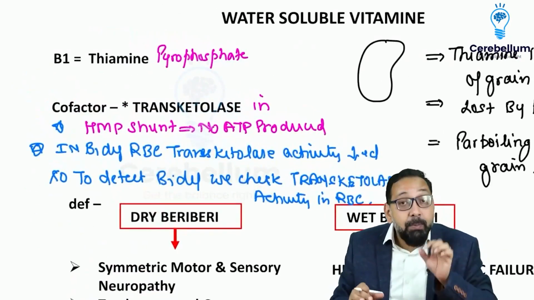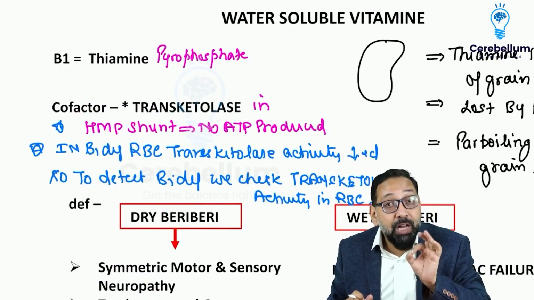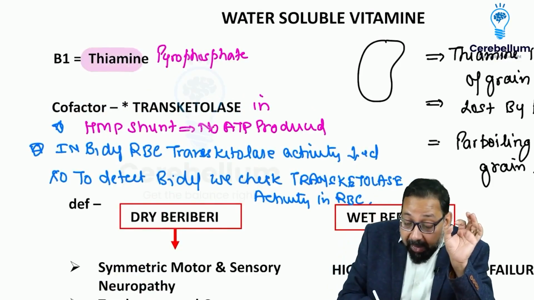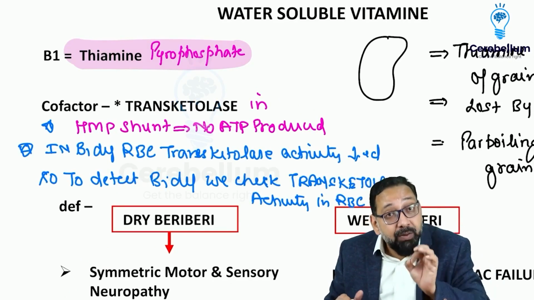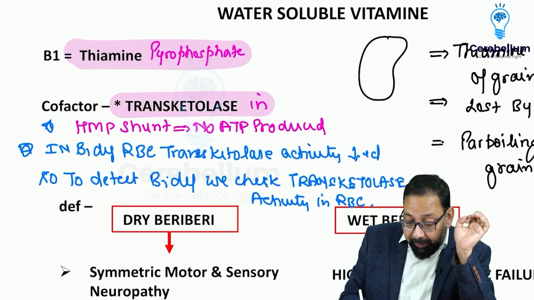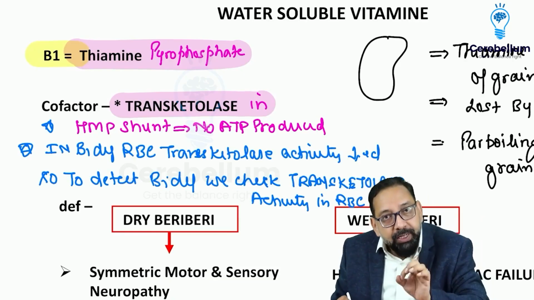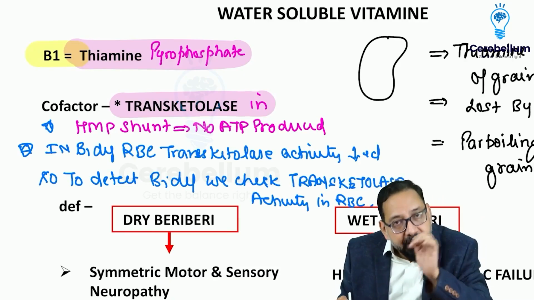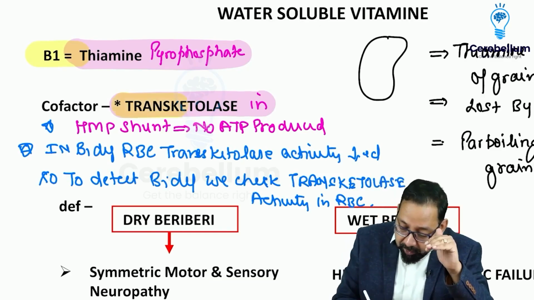First is vitamin B1, that is thiamine. Question is asked, the active form of vitamin B1 is thiamine pyrophosphate. And we found that vitamin B1 is cofactor for transketolase. This is a frequently asked question. B1 is cofactor for transketolase. B1 is cofactor for oxidative decarboxylation. For the time being, B1 is cofactor for transketolase.